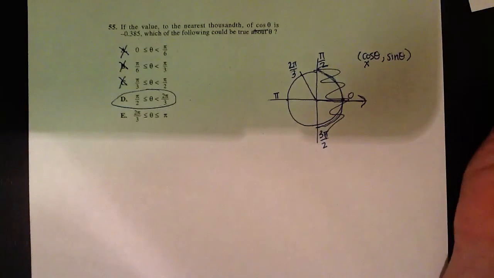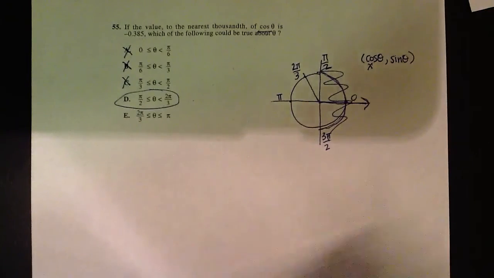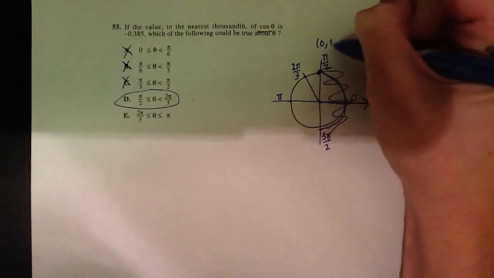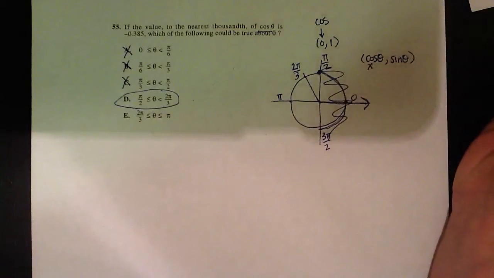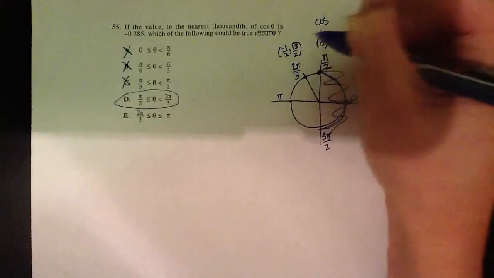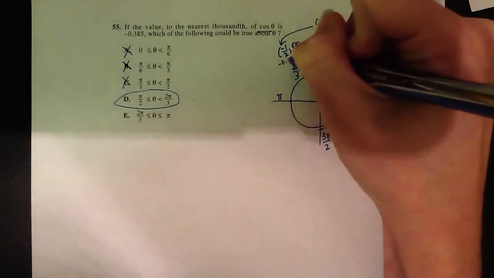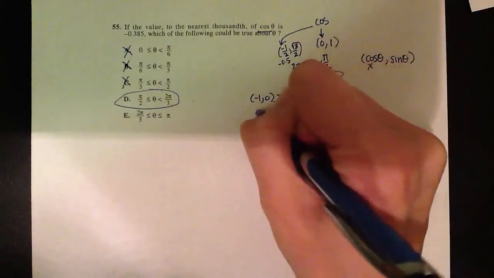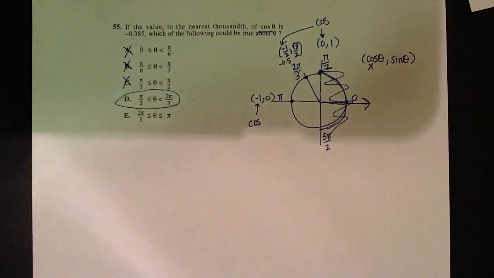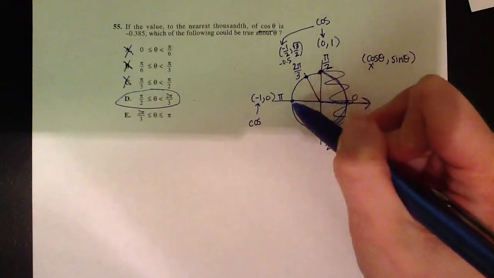Alright, so the next question is, which range does this cosine fit into? Here, the point is 0, 1, so cosine is 0. Here the point is negative 1/2, root 3 over 2. So the cosine is negative 1/2, or negative 0.5. And then down here, the point is negative 1, 0. So that's our cosine. So the question is, is negative 0.385 between 0 and negative 0.5, or between negative 0.5 and negative 1?